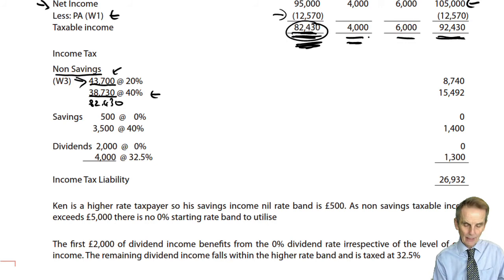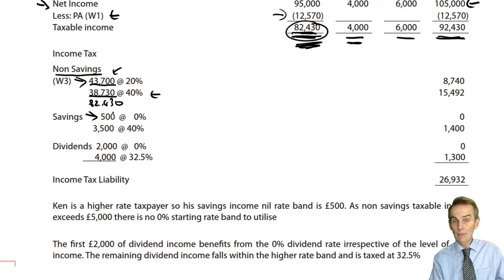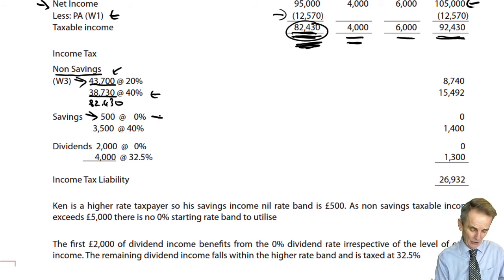We then move on to the savings income, 4,000. We're a higher rate taxpayer. Therefore, as a higher rate, not an additional rate taxpayer, we get a 500 savings income nil rate band, to be taxed, of course, at the nil rate. That means that only 3,500 is in the higher rate at 40%, and therefore the 3,500 will be taxed at 40.